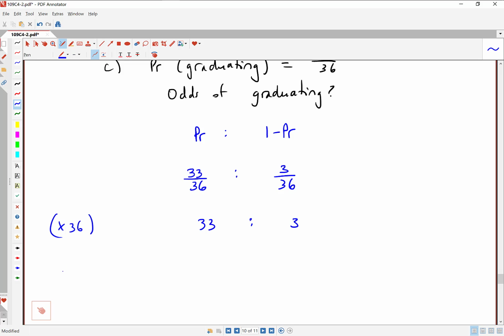And you could even go a little bit further and say, oh, I'm going to divide this by 3 just to get the simplest numbers possible. So if we divide both numbers by 3, it's 11 to 1. So those are your odds of graduating.